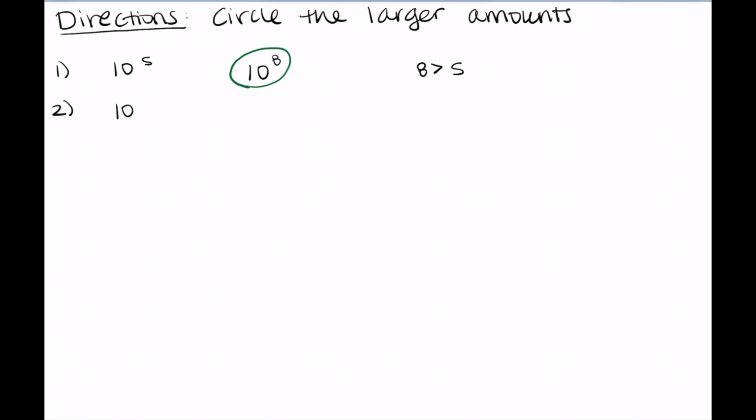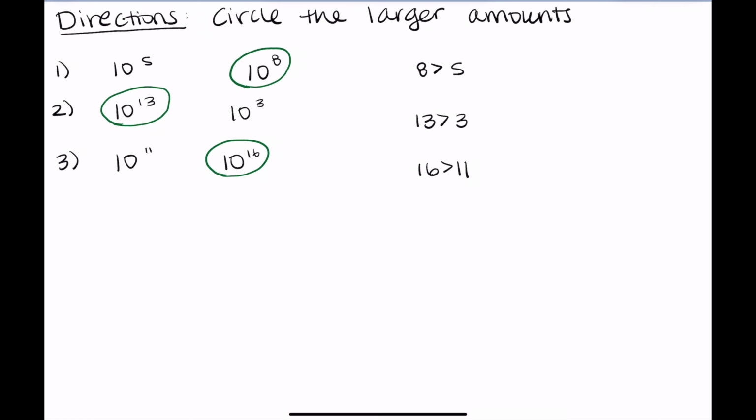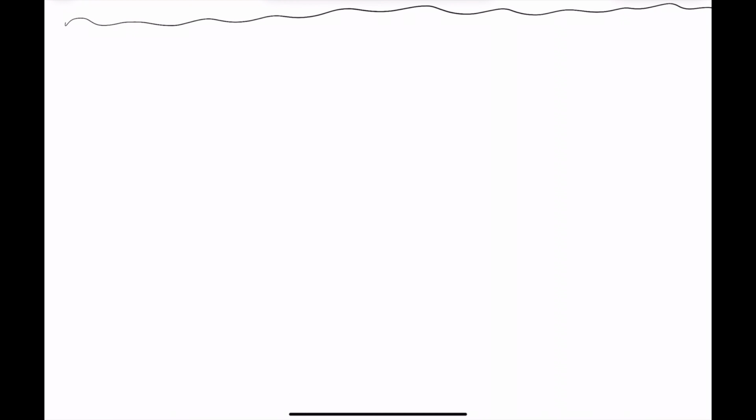And for number 2, we have 10 to the 13th. We're going to compare that to 10 cubed. We know that 13 is greater than 3, right? So we know that 10 to the 13th would be the larger amount for number 2. Now for number 3, we have 10 to the 11th. We're going to compare that to 10 to the 16th. Now we're going to look at the exponents. 16 is greater than 11, so we know that 10 to the 16th would be the larger amount for number 3. So now that we've done this type of question, we're going to get into another set of questions now.